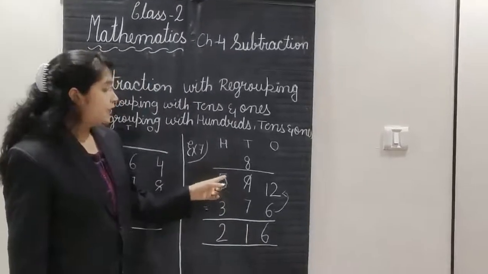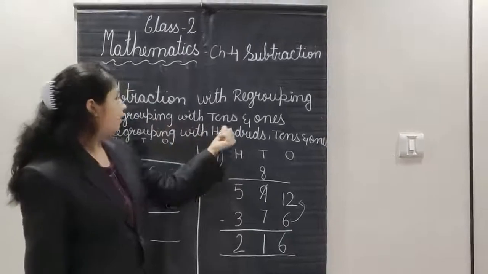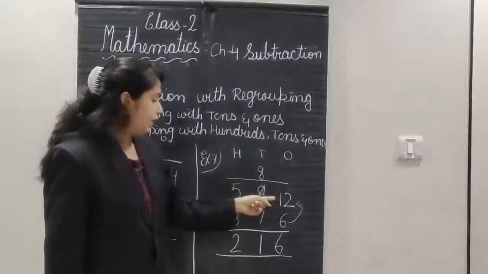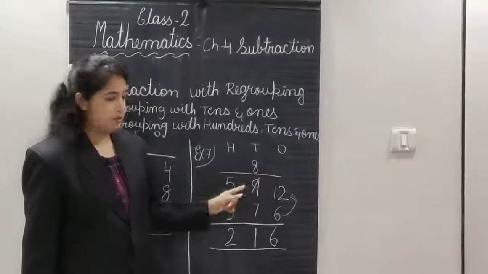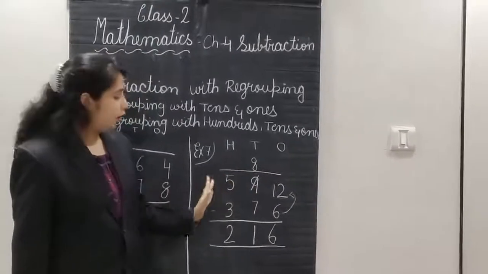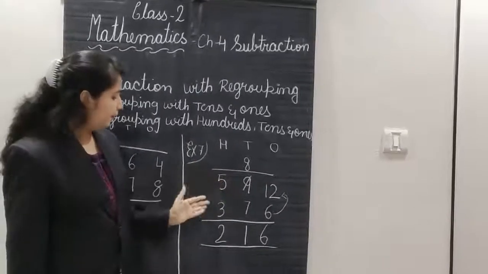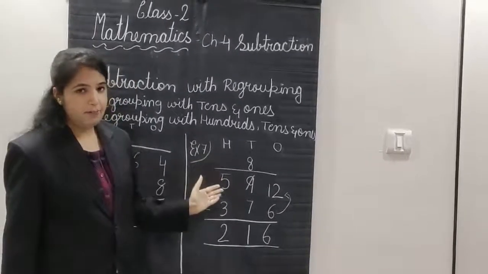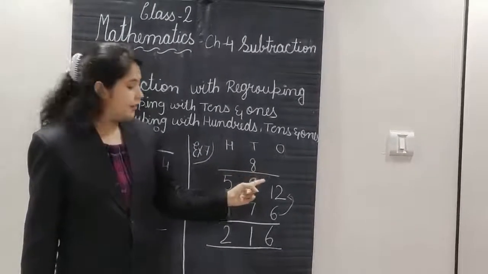So this is the example number 7, which is giving us the example of regrouping with tens and ones. Where we have regrouped only with tens and ones. 100 we have not touched, we have not done anything, we have done just the simple minus at 100 place. So this is the example of regrouping with tens and ones.